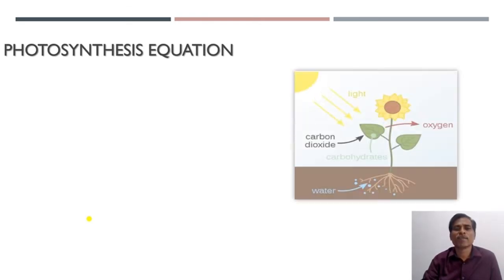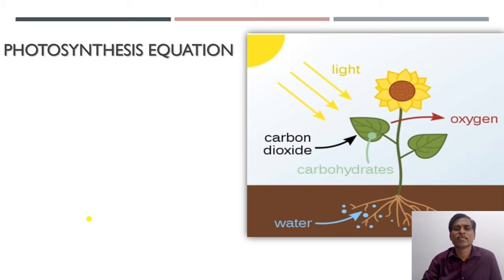Before going to this equation, observe the image: water is absorbed from the soil through the roots and reaches the chloroplast of the leaves, and carbon dioxide is absorbed from the atmosphere, which also enters the chloroplast. Both are combined with the help of sunlight and synthesize carbohydrate or glucose. Here oxygen is liberated as a byproduct. This entire process is known as photosynthesis.